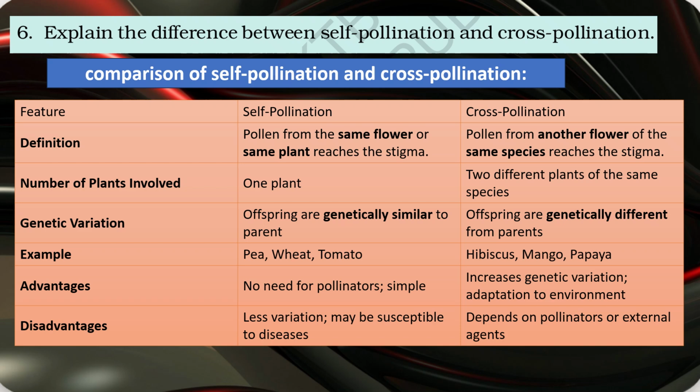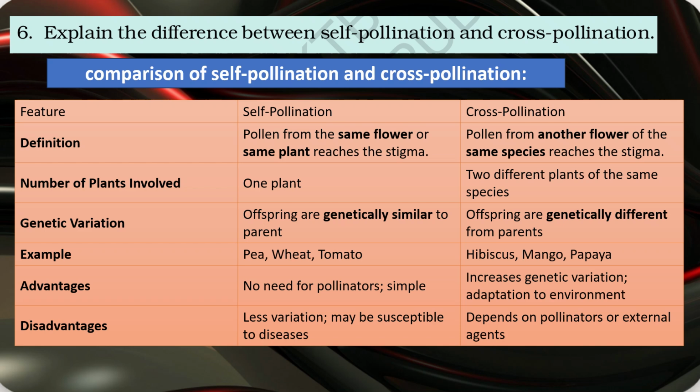Sixth one, explain the difference between self-pollination and cross-pollination. Comparison of self-pollination and cross-pollination. Feature: definition. Self-pollination: pollen from the same flower or the same plant reaches the stigma. Cross-pollination: pollen from another flower of the same species reaches the stigma. Number of plants involved: self-pollination, one plant; cross-pollination, two different plants of the same species.